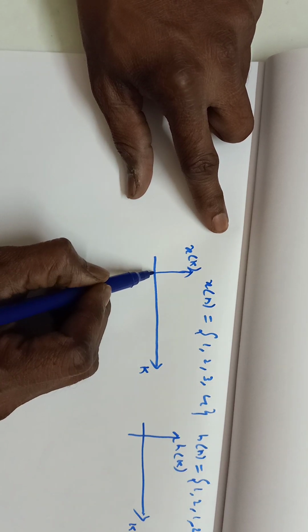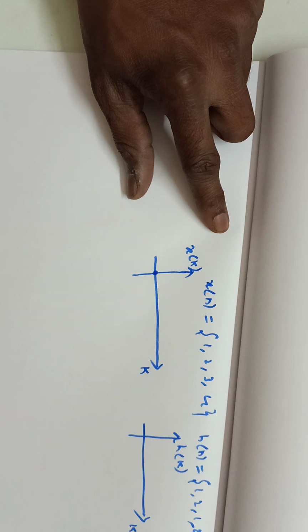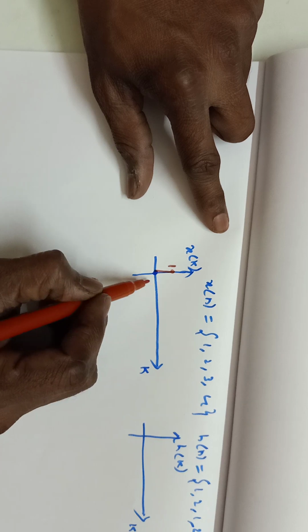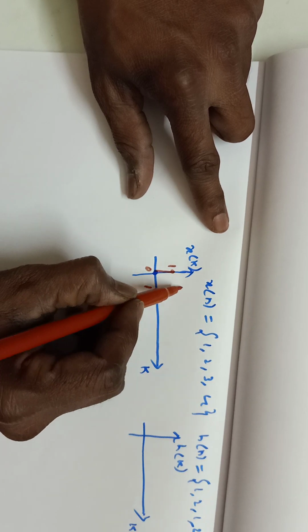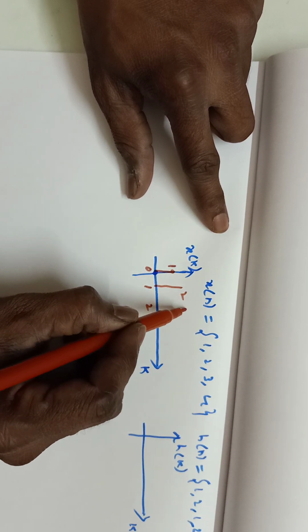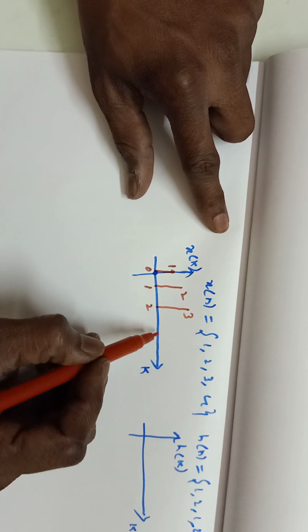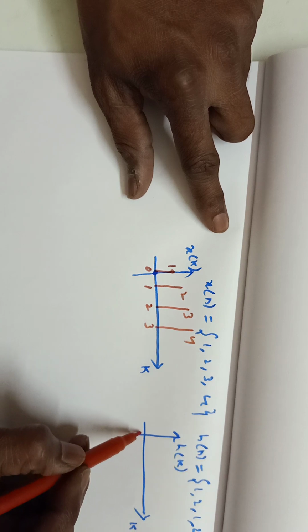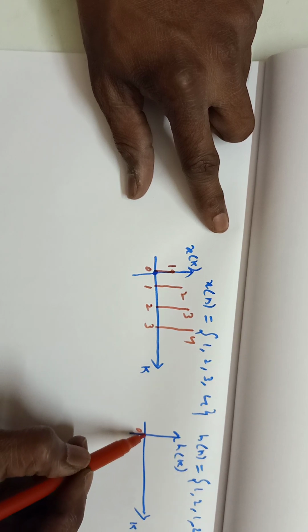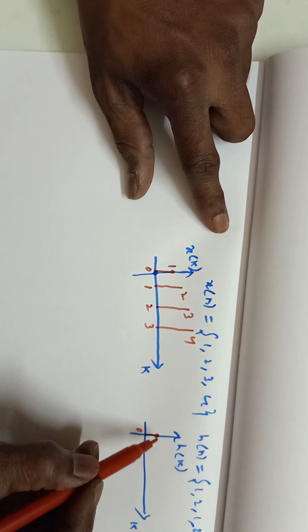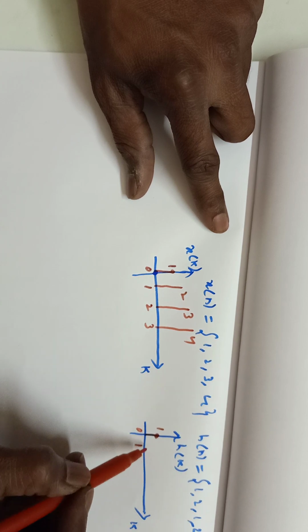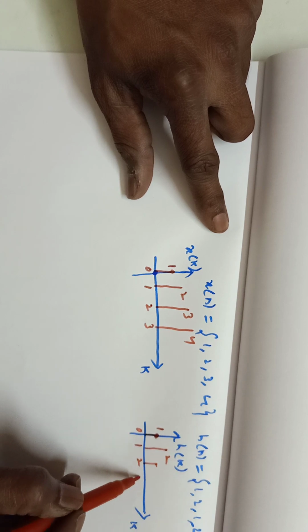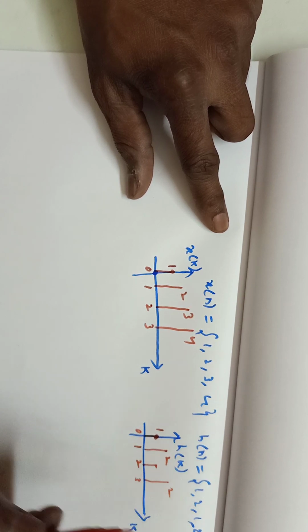So what is x of 0? x of 0 is 1. At 1, x of 1 is 2. At 2, x of 2 is 3. At 3, x of 3 is 4. Similarly for h of k, at 0, h of 0 is 1. At 1, h of 1 is 2. At 2 the value is 1. At 3 the value is 2.